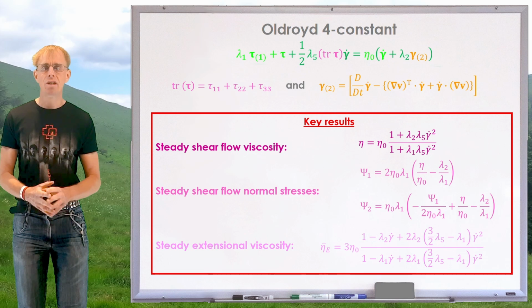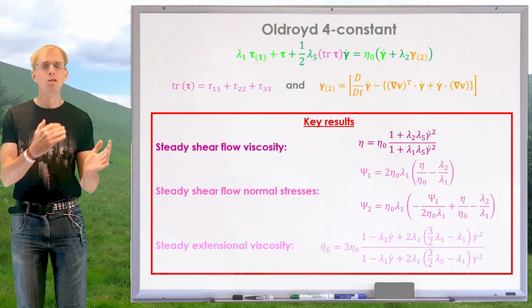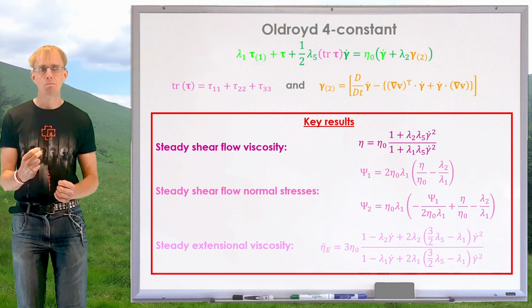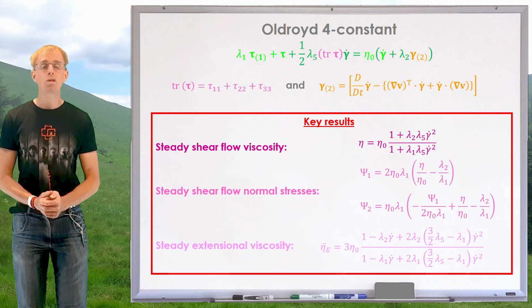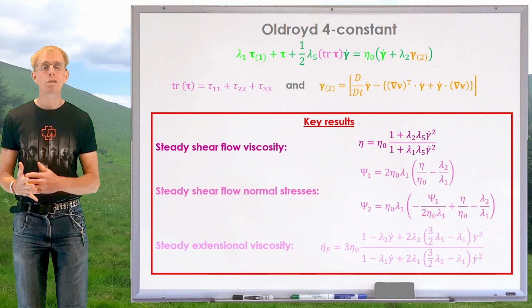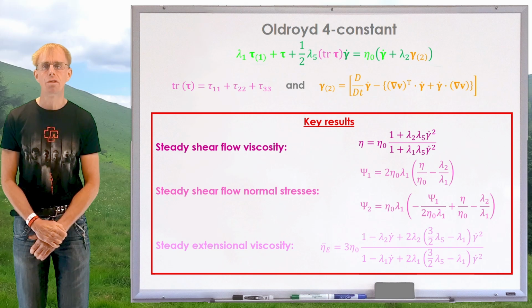And we can see if we take the ratio of eta E divided by eta 0, and if all lambdas are 0, we end up with 3, which is our Trouton ratio for a Newtonian fluid. As soon as we start to put in values that are non-zero for these relaxation times, we diverge away from that Newtonian Trouton ratio result. Okay, so that's Oldroyd 4 constant.